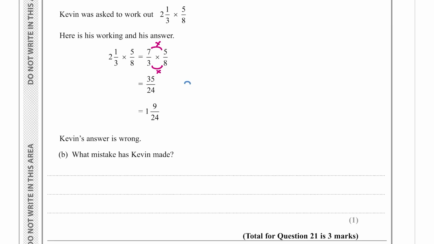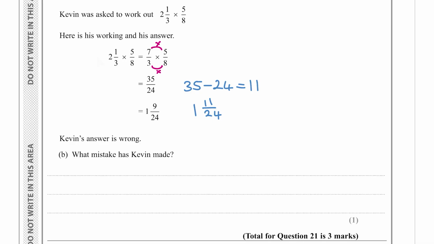You can see where he's gone wrong, because 35 minus 24 actually equals 11. And so he's got 9. His answer should be 1 and 11 over 24. That's with the remainder. So what mistake has Kevin made? The mistake he's made is he hasn't converted the top heavy fraction correctly into the mixed number. It should have been 1 and 11 over 24, and he's got 1 and 9 over 24.